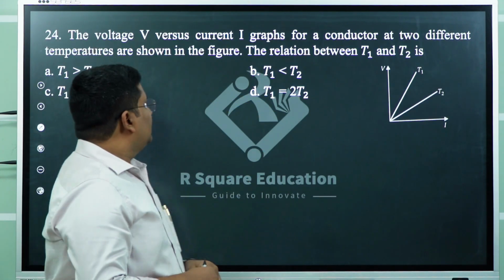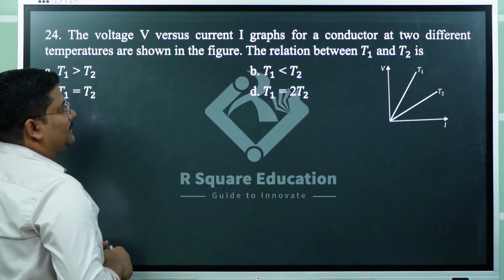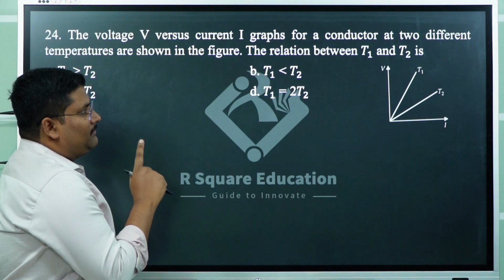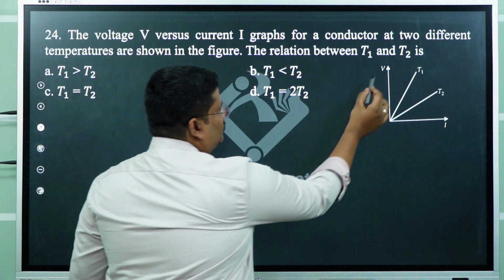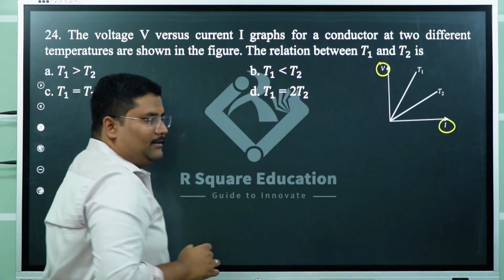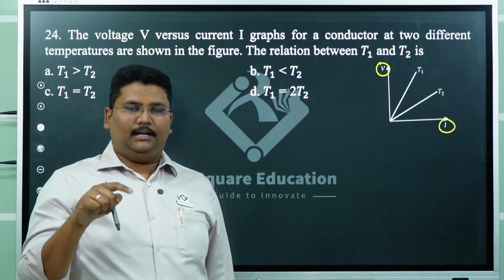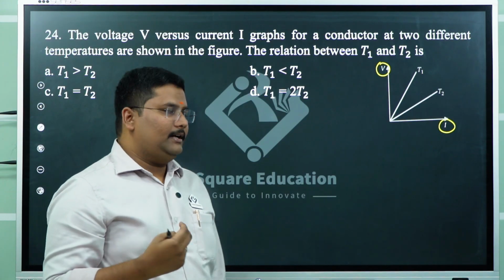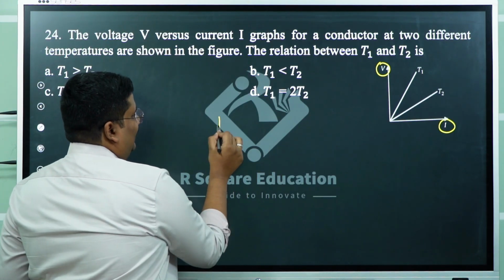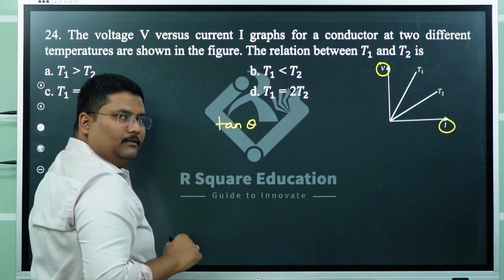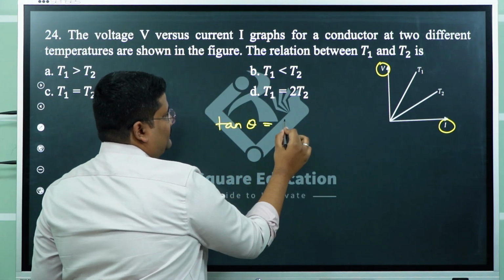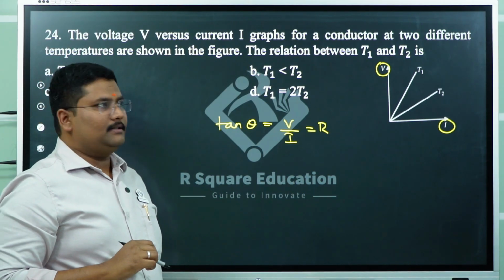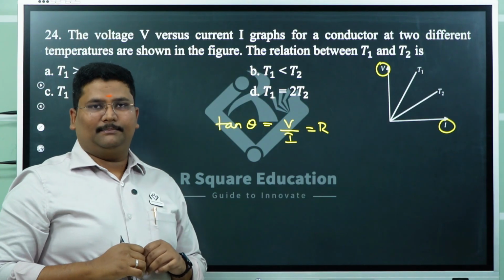See this question. The voltage V versus current I graphs for a conductor at two different temperatures are shown in the figure. The relation between T1 and T2 is. So this is the VI graph which we have. Whenever a graph is drawn with respect to V and I, obviously its slope gives you resistance, right? And the slope can be written like tan theta, right? So tan theta is nothing but y by x, which is V by I, which is going to be R.